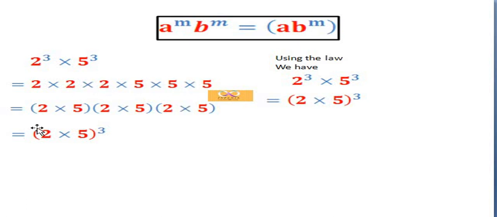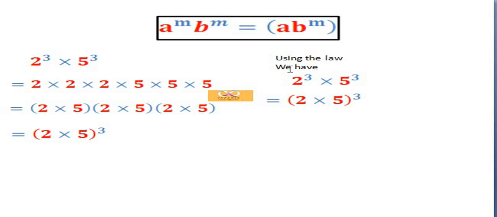So I have 3 groups now. One is this, second is this, and the third one is this. If you see here, both of them have the same number. So because of multiplication, I can say that 2 multiplied by 5, that is this, becomes the base, raised to the power 3 because it is multiplied by itself 3 times.